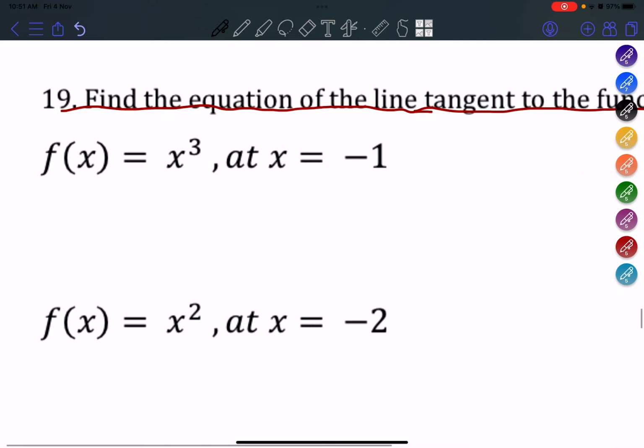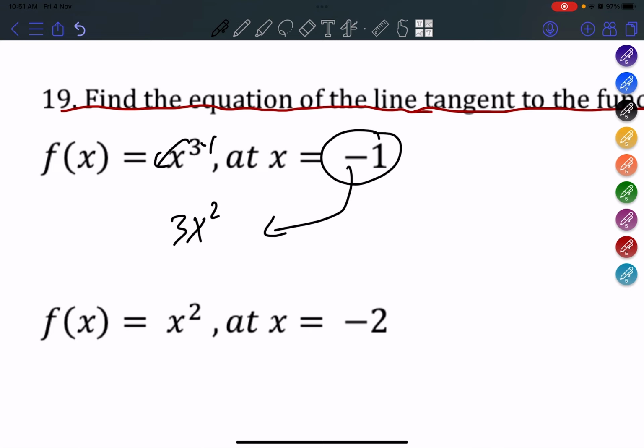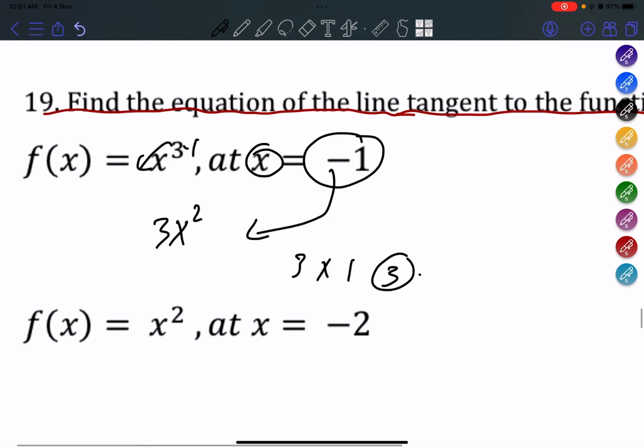So if we find the derivative of this function, we'll use the power rule. So 3 goes down, it becomes 3 times x, then minus 1 from the power, it becomes x squared. Now let us substitute for the value of x, because they gave us that x equals negative 1. So it becomes 3 times negative 1 squared, and negative 1 squared is basically 1, so the negative will go, and 3 times 1 is 3. So m equals 3.